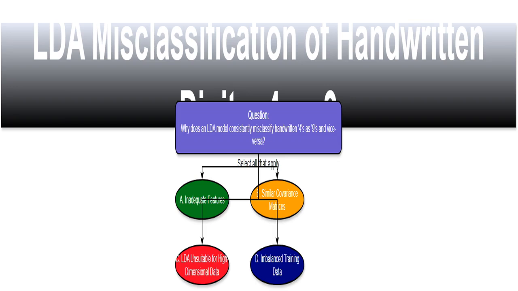Hey Vamsi, this is about a common problem when using linear discriminant analysis, LDA, a machine learning technique, to classify handwritten digits. Specifically, it focuses on why an LDA model might frequently confuse the digits 4 and 9. We're going to dive into the reasons why this might happen.